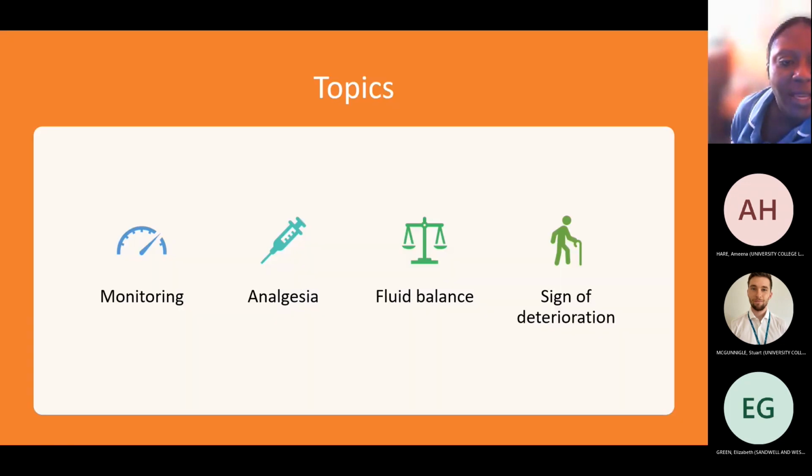So today's topic, we're going to discuss 4 things: monitoring of the patients, analgesia, fluid balance, and then signs of deterioration.